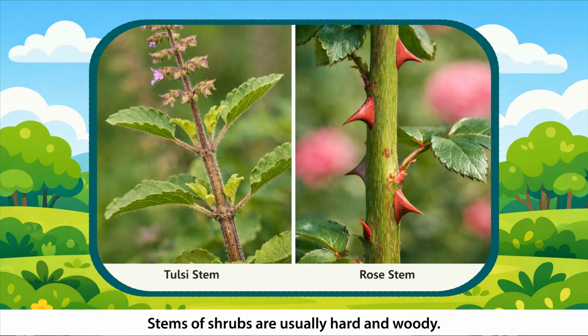Stems of shrubs are usually hard and woody, but they are not as thick as those of trees. For example, tulsi and rose.